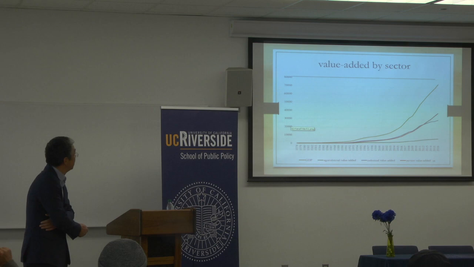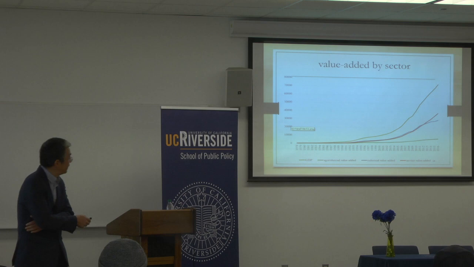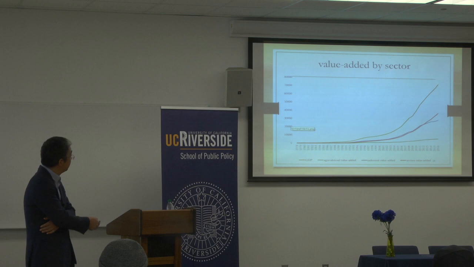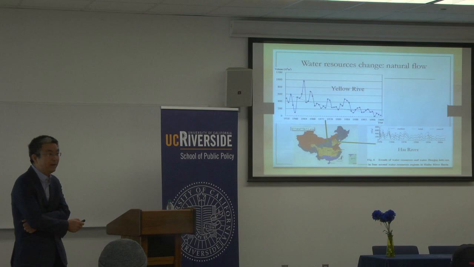So that's the value added by the sectors. And this is the total one, this is the service sector, this is the industrial one, and this is the agricultural sector. All three sectors increase all the time. So the last part is about water resource changes, how development impacts the water resources in China.